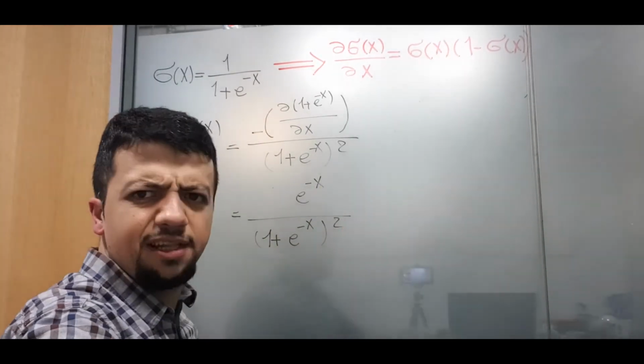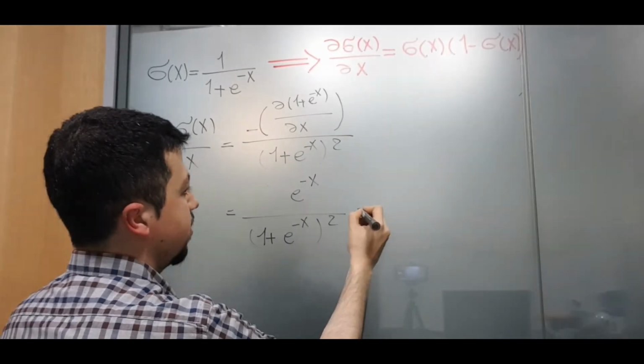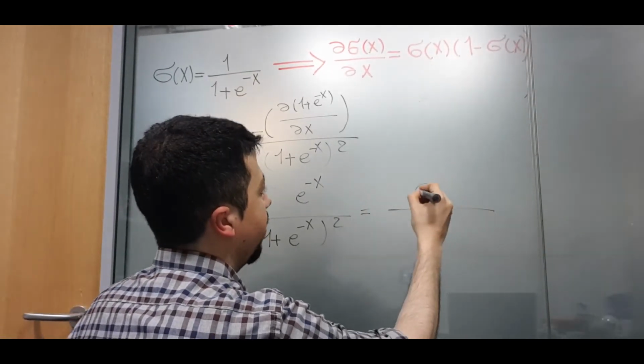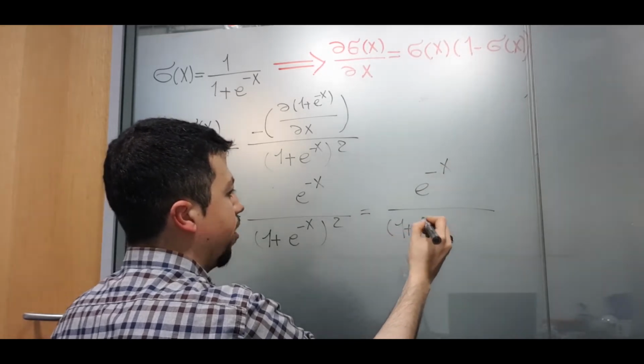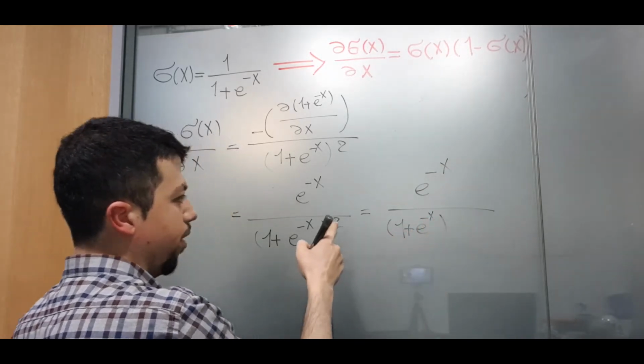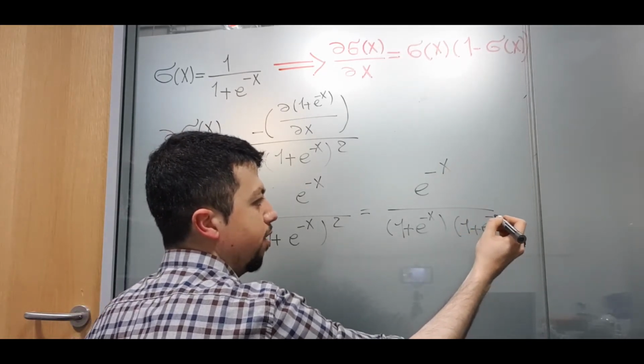Now, take a look at here. This is actually very interesting. You can actually expand this, right? So you can say it is equal to e to the power minus x divided by 1 plus e to the power minus x, multiplied by, because it's squared, again itself, 1 plus e to the power minus x.